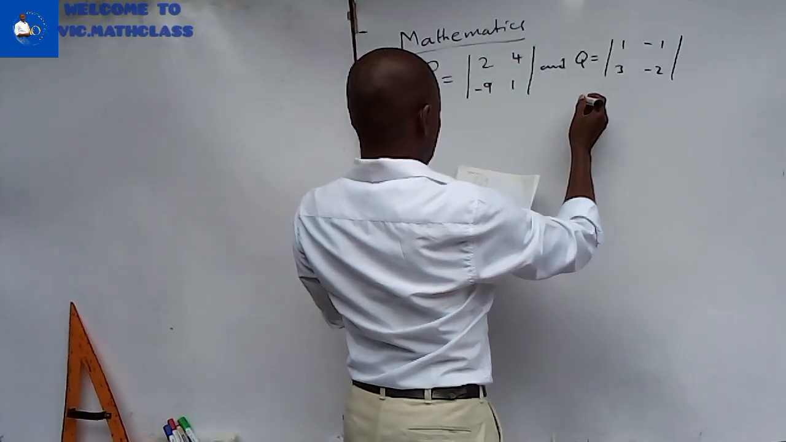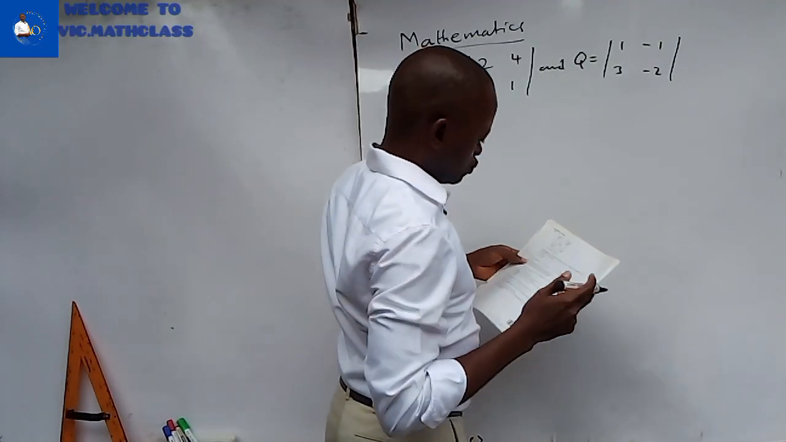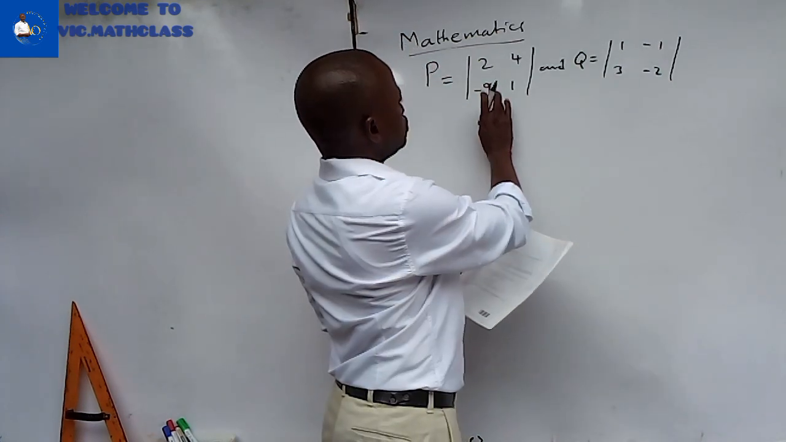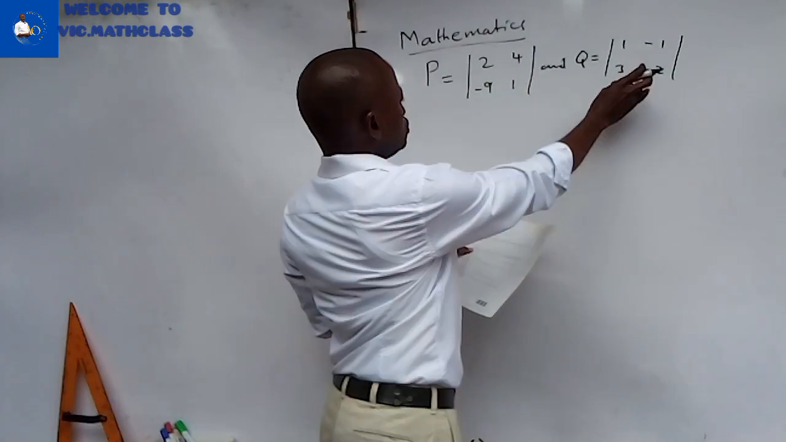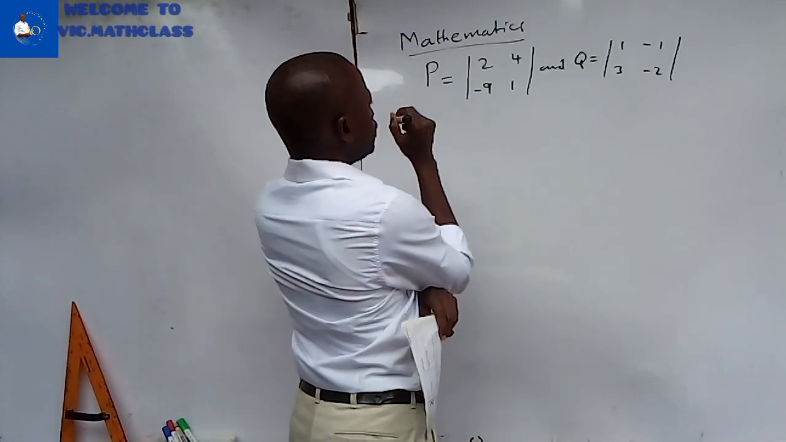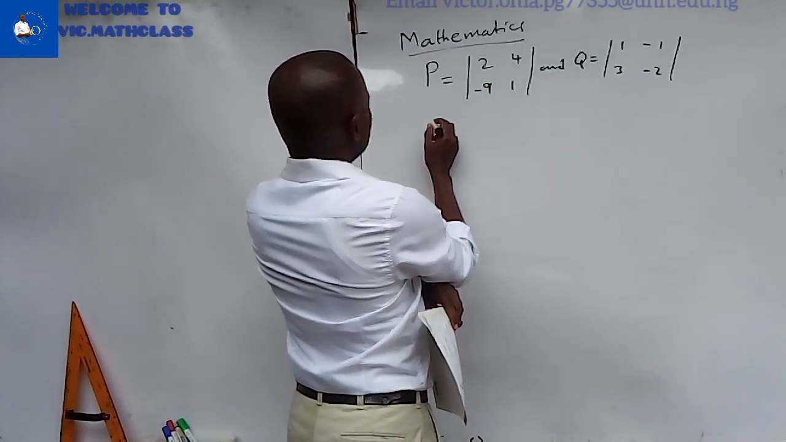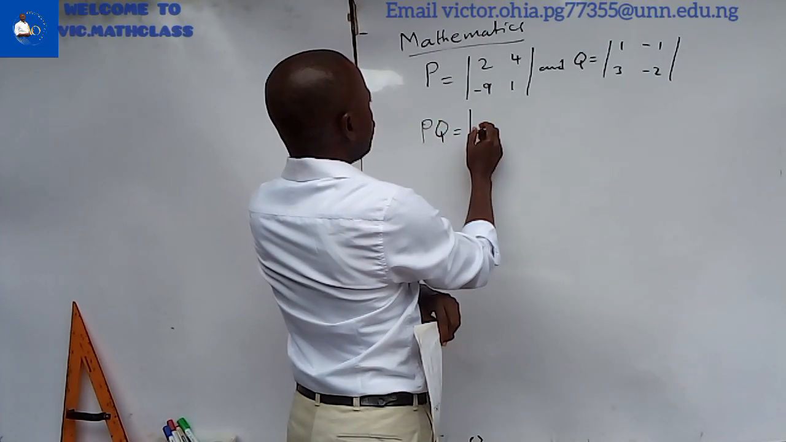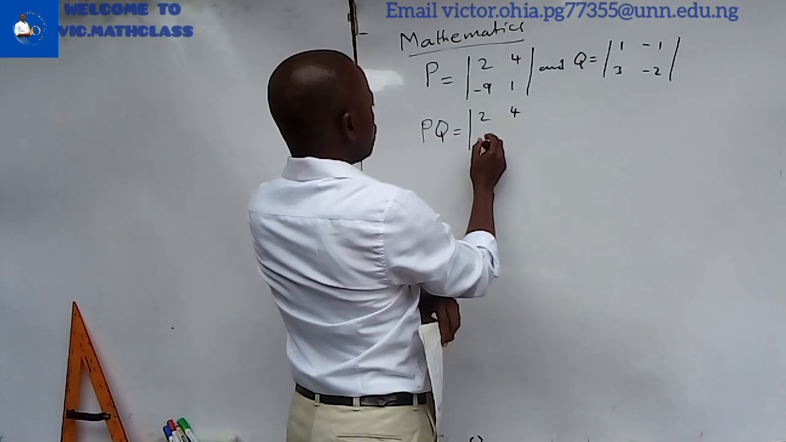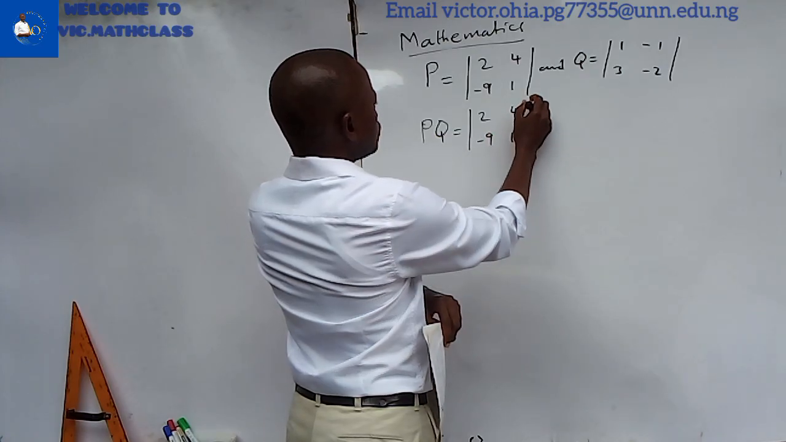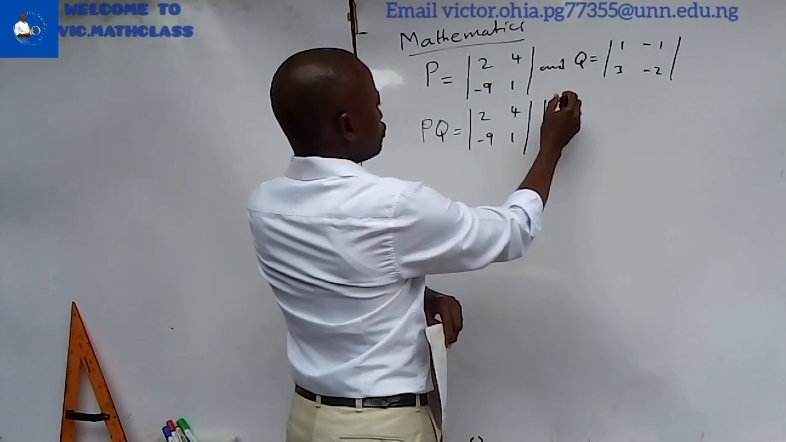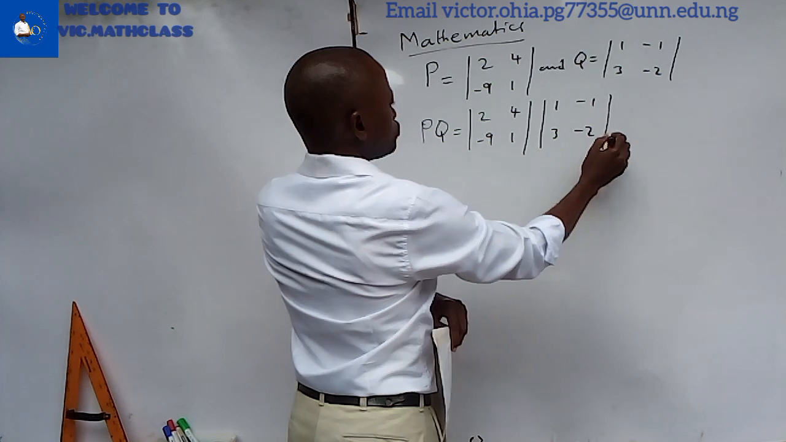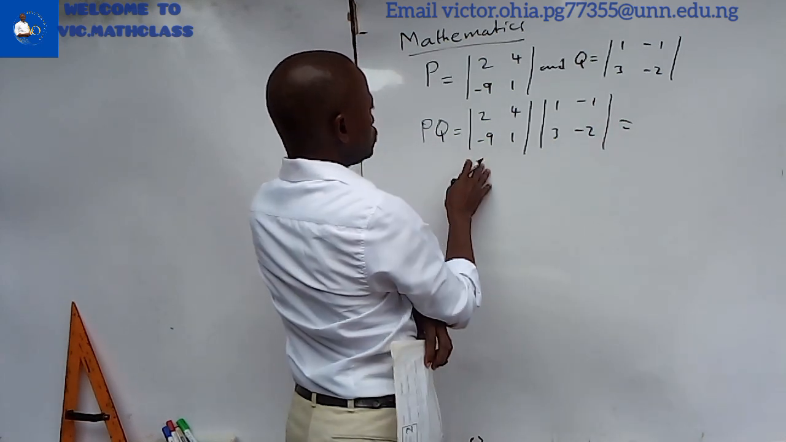So the requirement here is just for us to find PQ plus 2Q. That is the product of this and this, then plus 2 times this. So the first thing I'm going to do here is to take the product of this and this. So our PQ is going to be 2 4 minus 9 1, then 1 minus 1 3 minus 2. Let's take the product and see what it's going to give us.